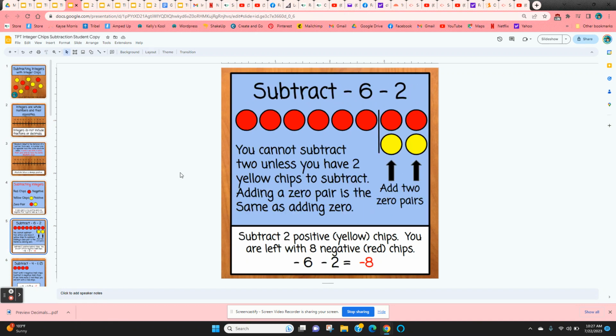Now on slide 5, it shows them how to subtract. So we've got -6 and subtract 2. Well, here's our -6 red chips. We can't subtract two positives because we don't have two positives. So we're going to add two zero pairs. That'll give us two positives to subtract, and will leave us with our answer of -8. 8 red chips.